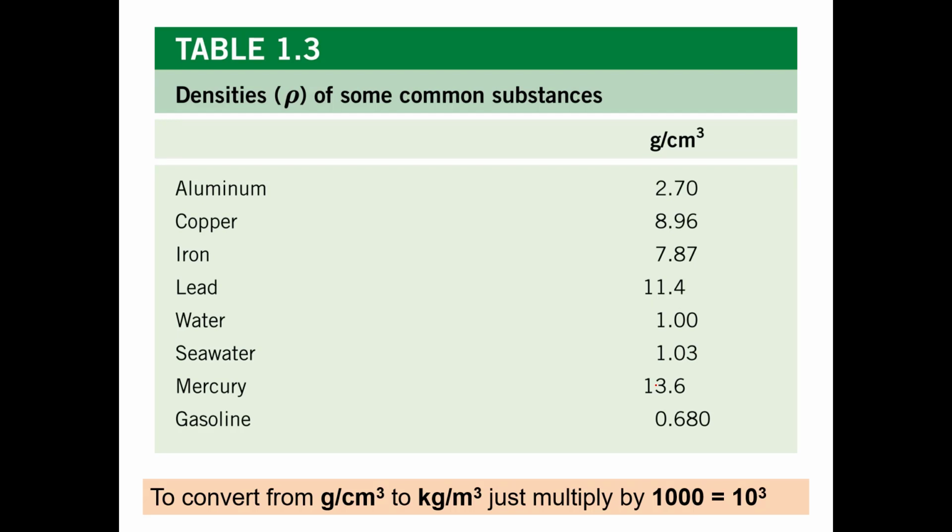And here is Table 1.3 from your textbook. Here is the density for some materials. This is aluminum. We have water here, which is 1. Seawater is slightly greater than pure water. But one thing I want to tell you is about converting this density. You see the unit is grams per cubic centimeter. If we want to convert to kilograms per cubic meter, we just need to multiply by 1,000. This is what we did before with the conversion factors. So to convert grams per cubic centimeter to kilograms per cubic meter, just multiply by 1,000, or 10 to the power 3, which is the same thing.